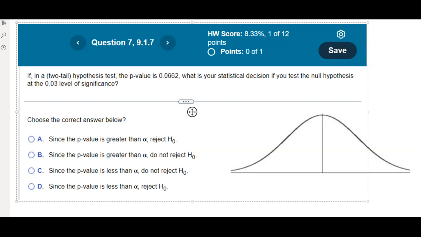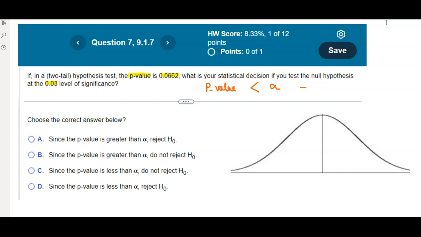All right, so this question is a really easy one. We are given the p-value, which is 0.0662, and also the alpha value, which is 0.03. In this case, regardless of whether you are in two-tail or one-tail, there is a rule that applies. If the p-value is smaller than the alpha value, the conclusion will be reject H0. Obviously, if we have the opposite scenario, it will be do not reject.